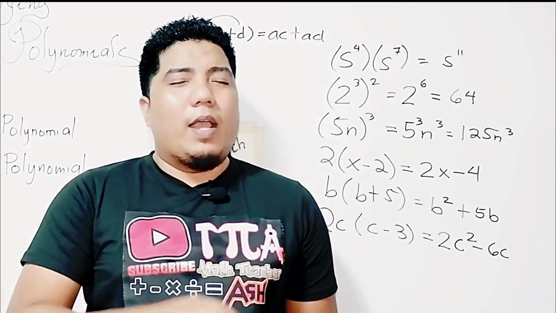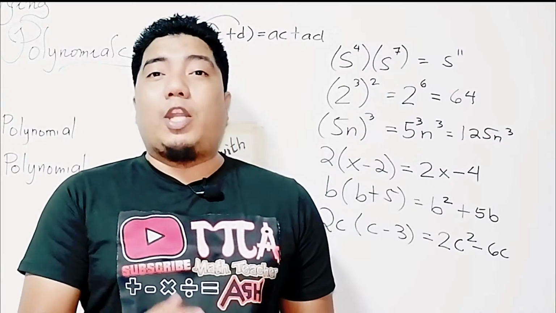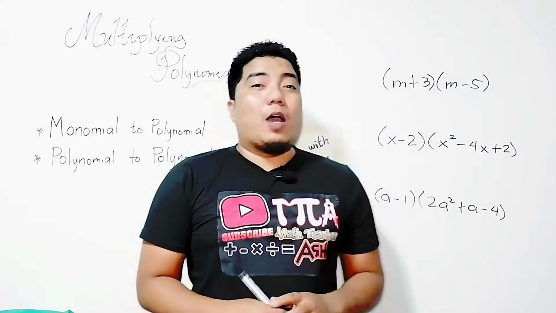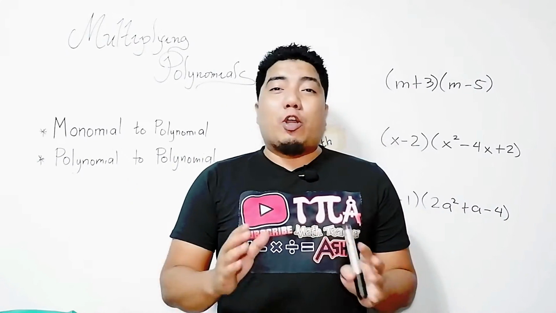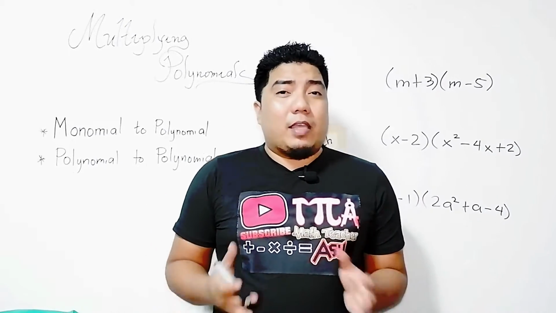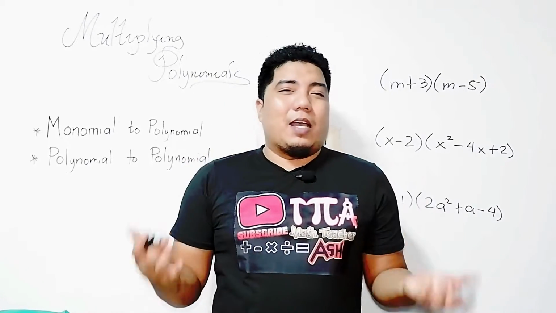Easy, right? Now, let us go to the second half of our discussion. We will discuss now the polynomial times polynomial. Okay, math learners, we have here our examples for our polynomial times a polynomial. Now, when we say polynomial, we are expecting more terms, okay? But monomial is still considered as a polynomial.